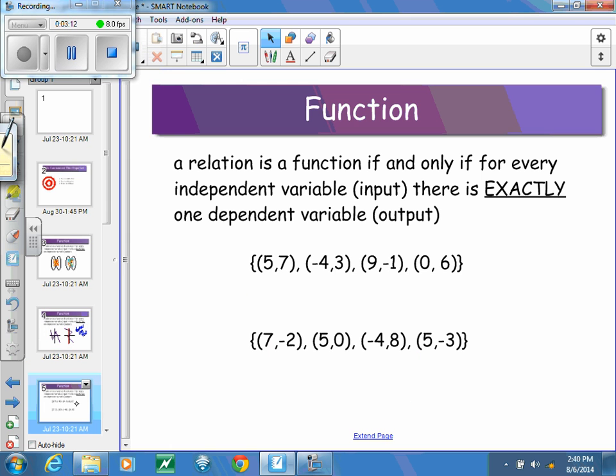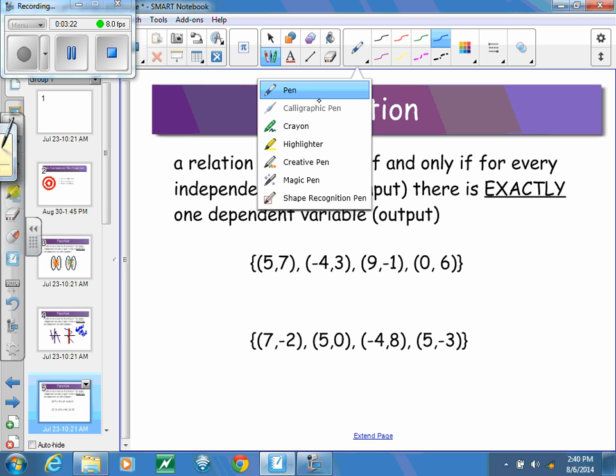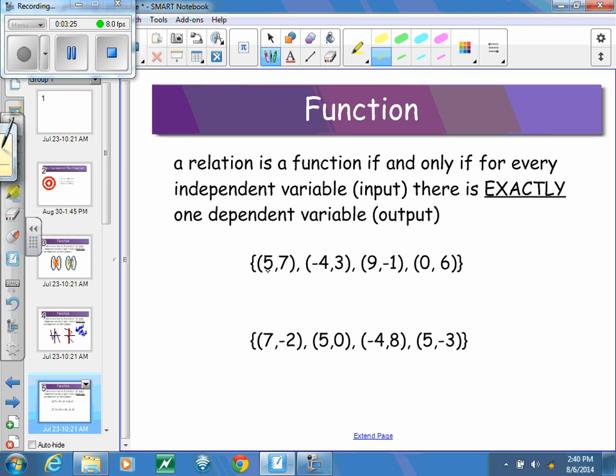Another way that you can determine a function is just by looking at some ordered pairs. And you're going to be looking at essentially your x values and checking to see that none of them are repeated. So here I've got 5, 7, -4, 3, 9, -1, 0, 6. Every x value has one y value to it.